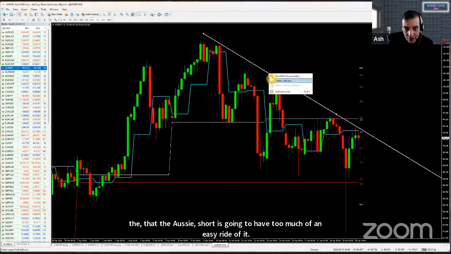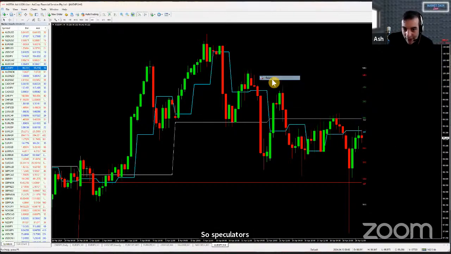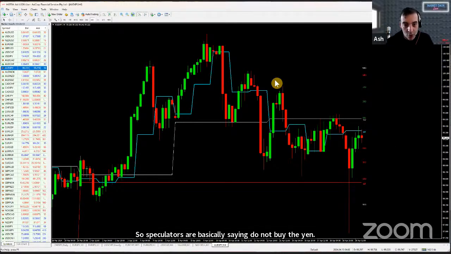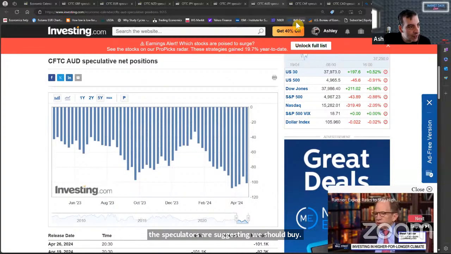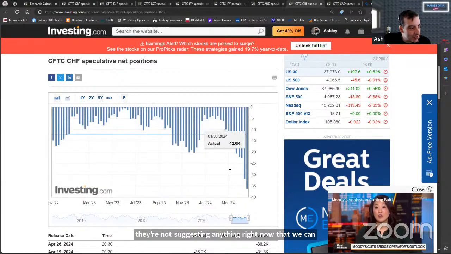So speculators are basically saying do not buy the yen, but they're also saying do not buy the Aussie either. So that could be something that we need to look out for. Now, what we're really trying to find here is what the speculators are suggesting we should buy. They're suggesting a lot of selling, but they're not suggesting anything right now that we can buy. That's the Aussie. This is the Swissy.